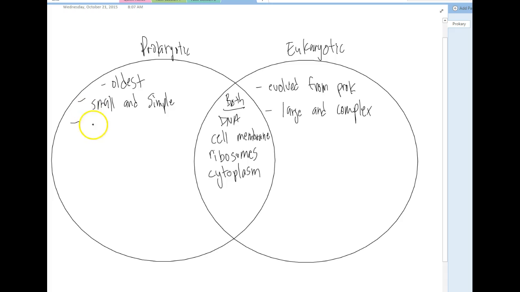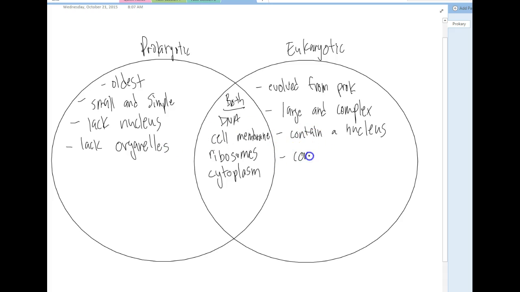Prokaryo literally means before nucleus, so these guys lack a nucleus. So these guys contain a nucleus, obviously, where their DNA is stored. These lack membrane-bound organelles, like the Golgi apparatus, the rough and smooth ER. These contain membrane-bound organelles.